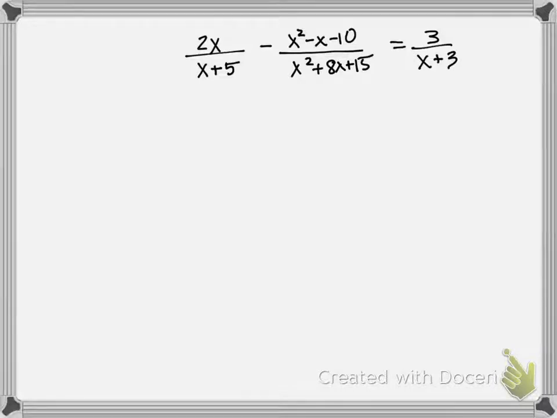So we're going to be solving this rational equation, and the first thing we're going to do is take a look at the denominators, because if any denominator can be factored, we are going to factor it. I look at this denominator and I notice this could be factored because it is a trinomial in the form of x squared, x, and a constant, and I know that there are factors of 15 that add to 8. So the factor pair that works here is 5 and 3.